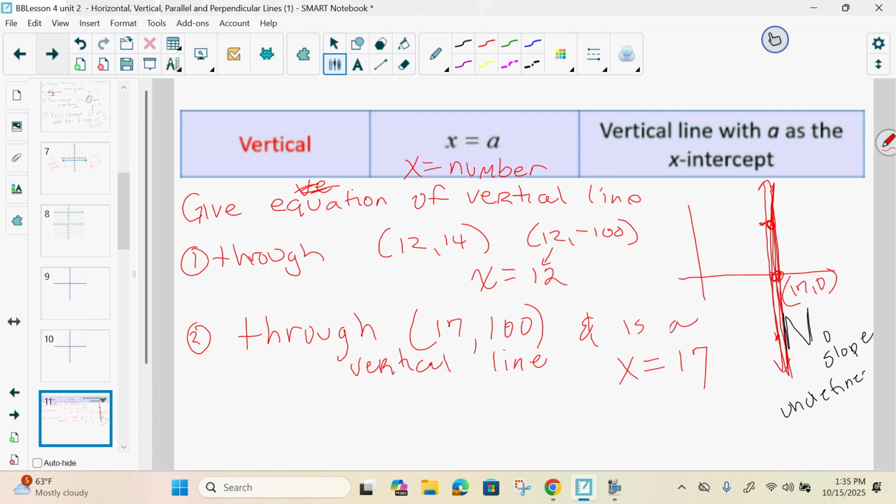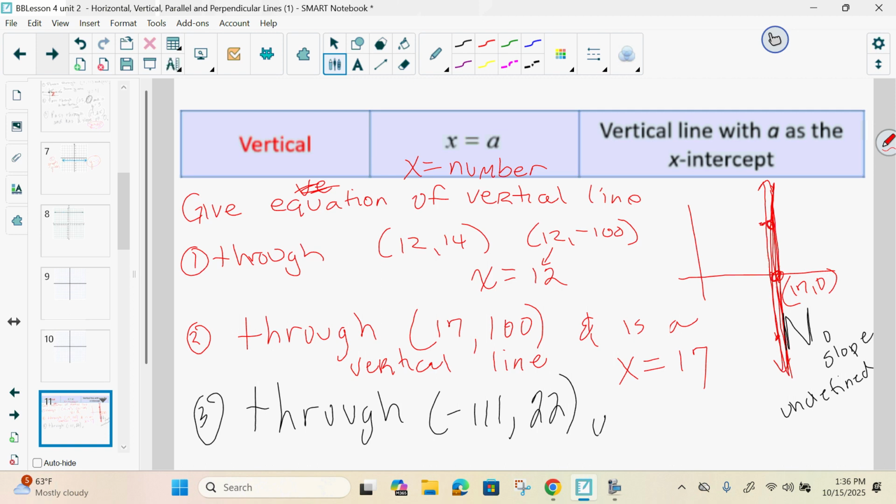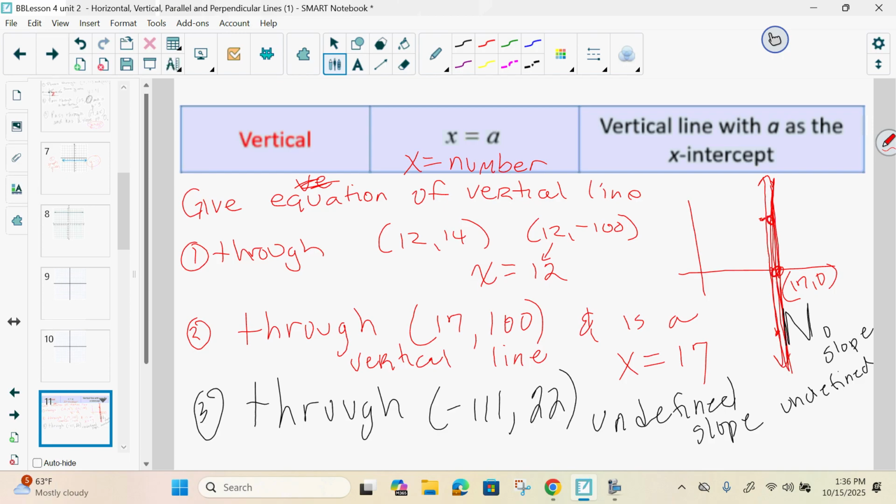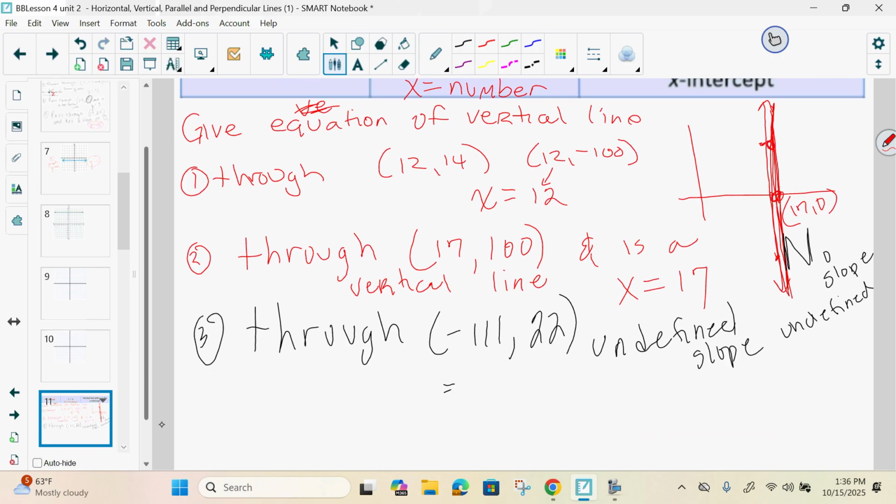So same deal, right? So through negative 1, 1, 1, 2, 2, that has an undefined slope. Undefined slope. So again, I'm trying to give you every single way. So, Adriana, what do you think? X equals negative 1.